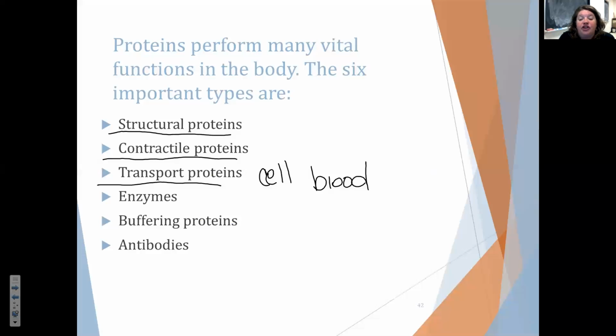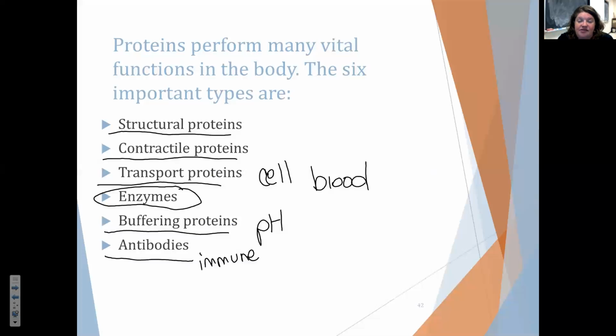They form buffering proteins to try to help maintain pH. They form antibodies and other components of the immune system to provide immunity. And almost every chemical reaction is going to be catalyzed by an enzyme. So they have very important function. And so we can talk a little bit about their structure.